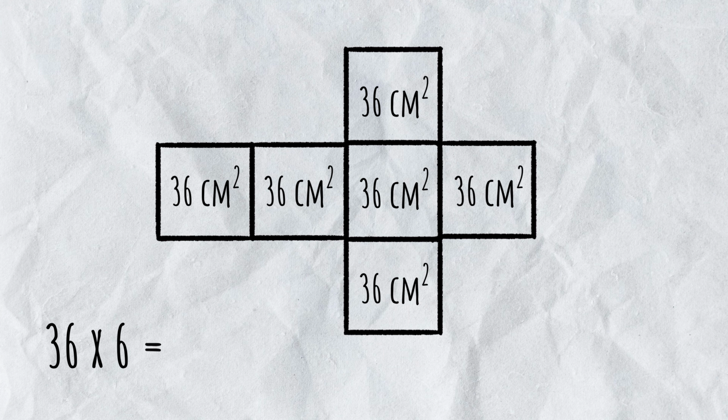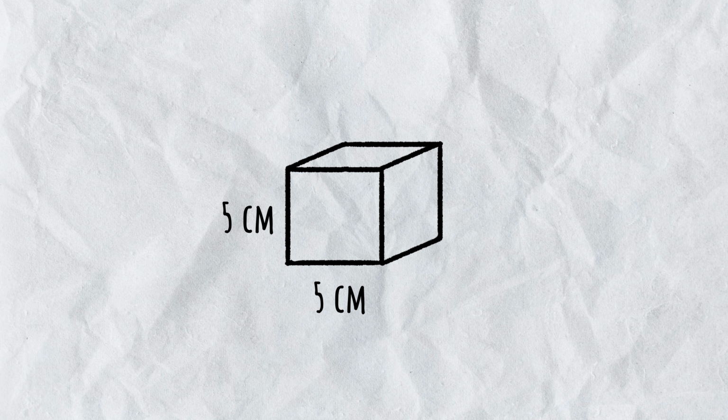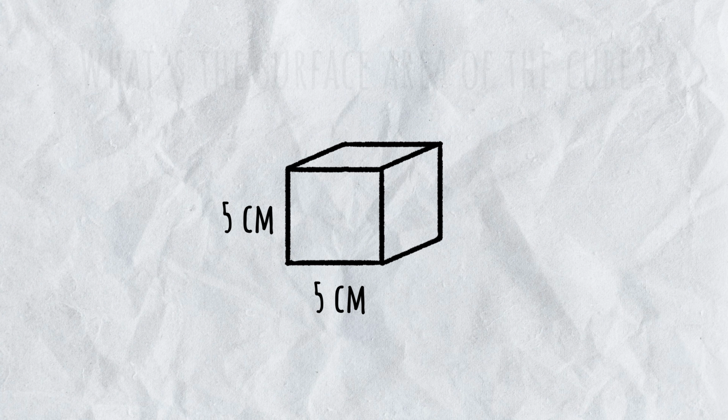So guys, if you were paying attention, it's now time for a quick quiz. We're just going to focus on cubes at the moment. So Mr. Ryan Jr. is going to draw a cube on the screen, and it's going to have a length of 5 centimeters and a width of 5 centimeters. And all I want you to do is work out the surface area.